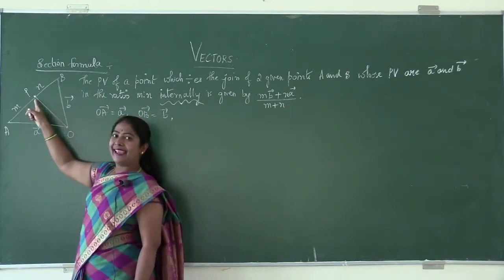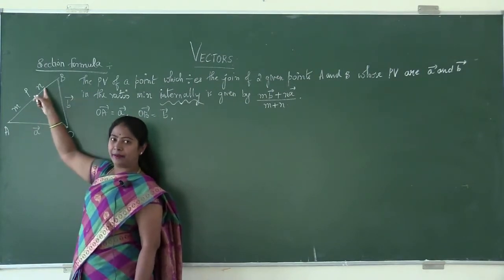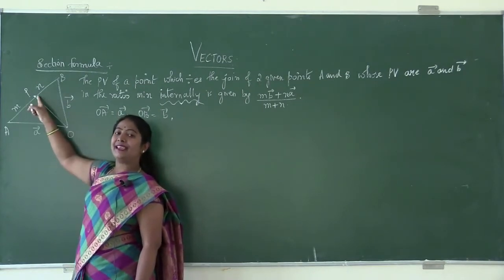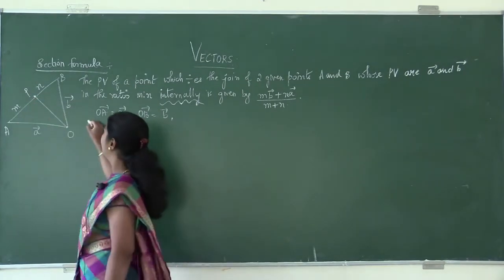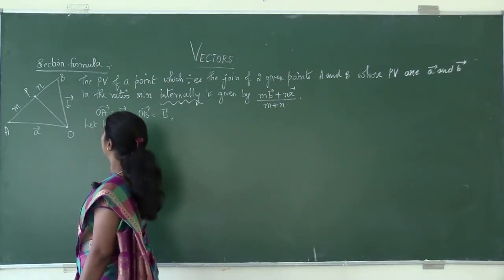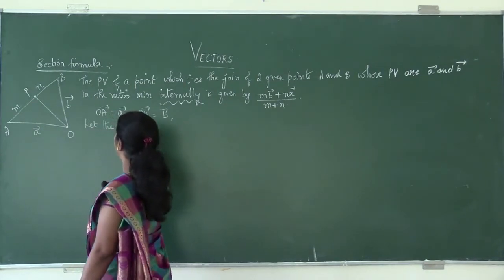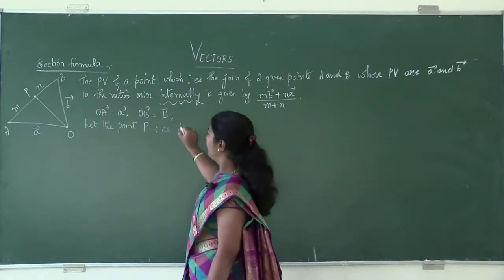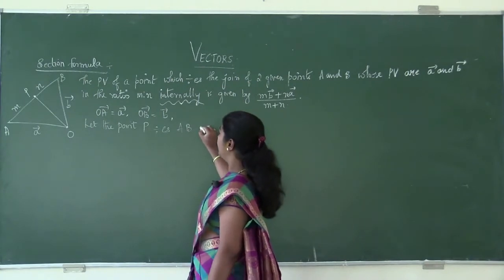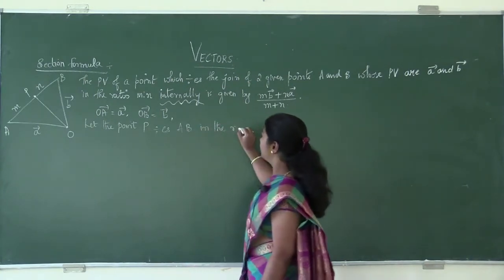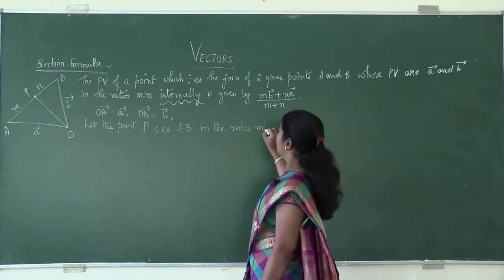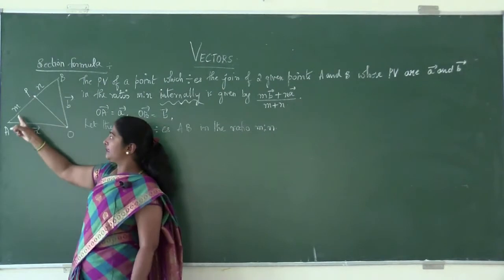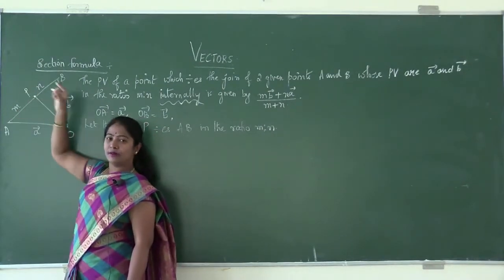Let P be any point on the line AB, such that the point P divides the line AB in the ratio m is to n, as observed in the diagram. This point P is dividing the line AB in the ratio m is to n.